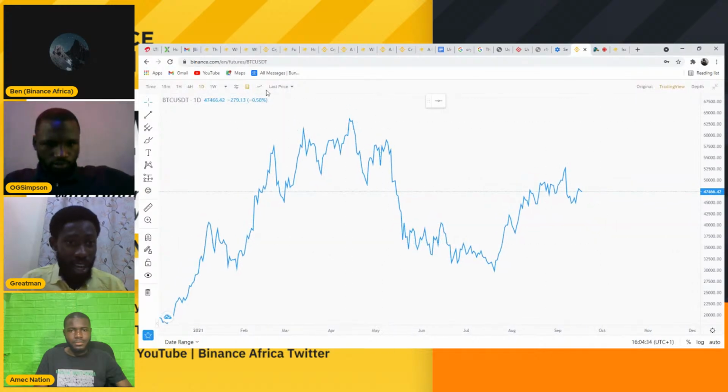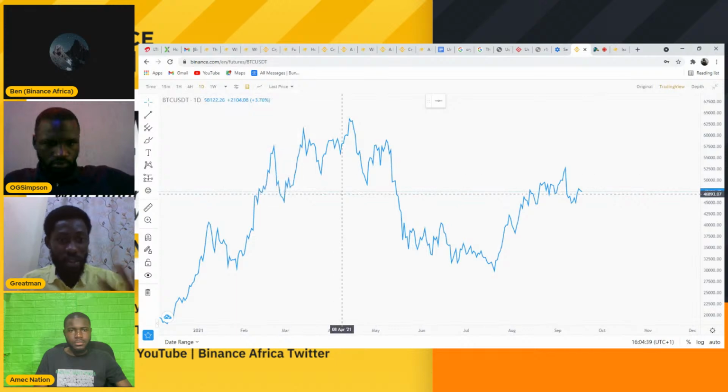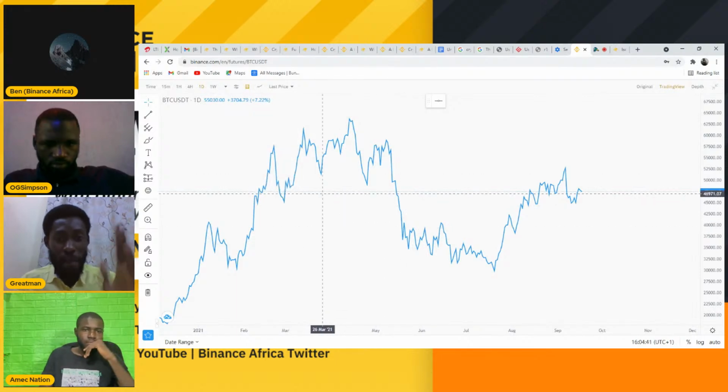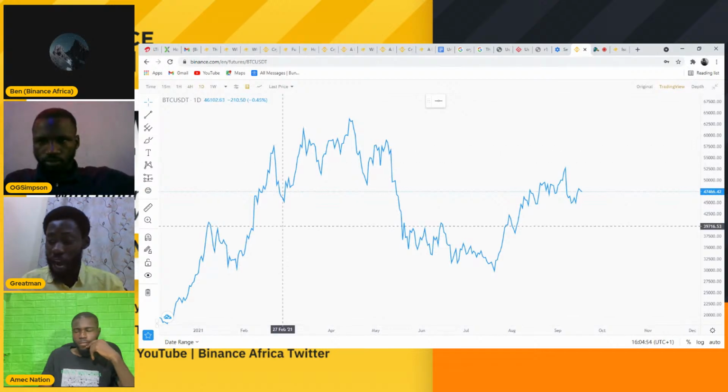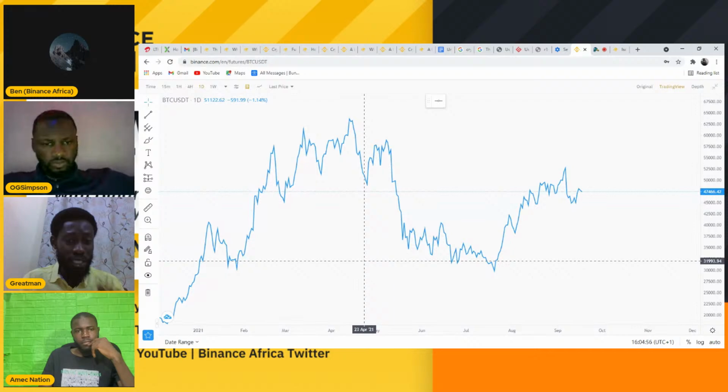We have the candlestick chart, the bars, the line, and all that, but I won't be going into that. So I basically go to my line chart. Now this is on a 1 day time frame, and I'll be starting with the 1 day time frame. This time frame shows us the various price action activities that happened within that time frame.